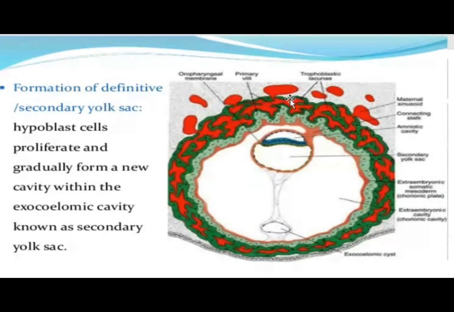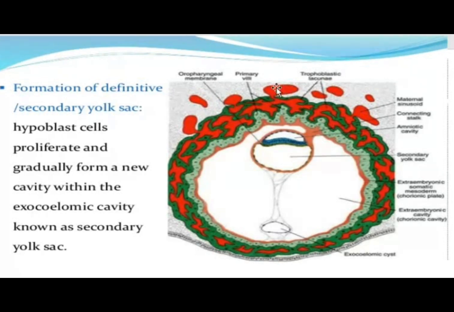Now, the fourth membrane is the placenta. What is the placenta? The placenta is made up of the chorion and the maternal tissue. I repeat, the placenta is made up of the chorionic membrane, which we have seen, and maternal tissue. By maternal tissue, we mean the maternal blood and endometrium.